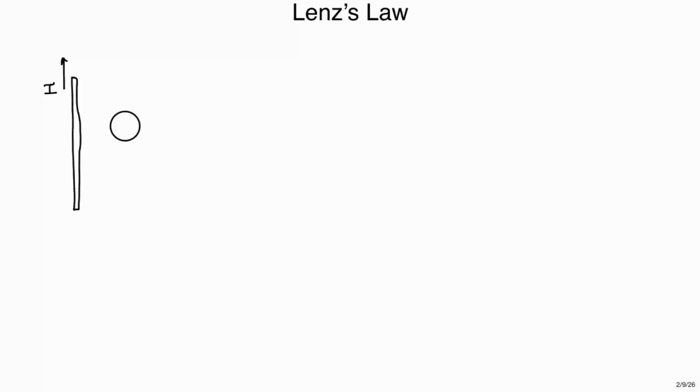The current in the wire decreases. What direction is the current in the coil? Got a wire, got a coil, right? The current flowing upwards, okay, decreases. What direction is the current induced in the coil?